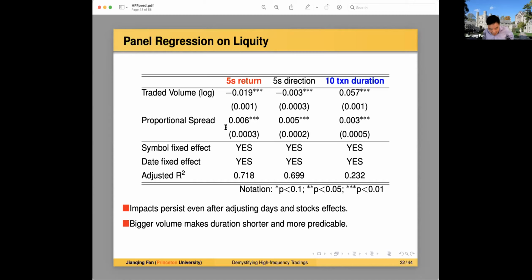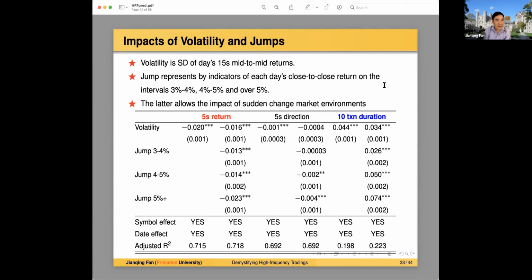Right, so we have 505 days and 101 stocks. This is the same applied to direction and the duration prediction. Similarly, we try other things. Let's say we try the volatility of each individual stock as measured by 15-second return. We also try to see if the stock has a big change.